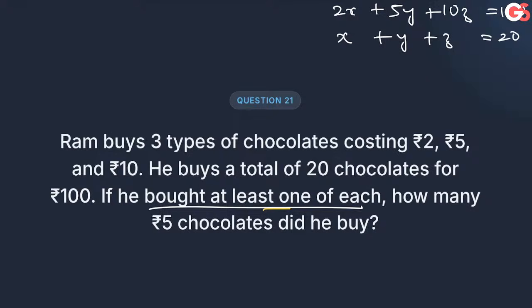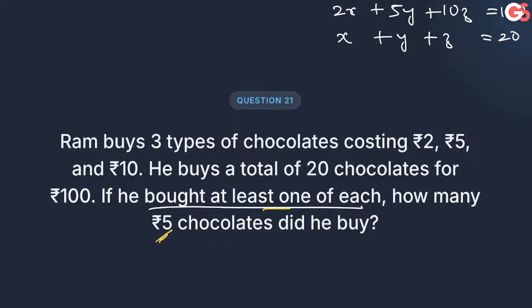ऑलराइट, 5 रुपए ने बताना है हमें कितना होगा, तो एक्स और जेड को हमें एलिमिनेट करने की कोशिश करनी है। ट्राई डूइंग इट ऑल ऑफ यू। कैसे करेंगे?